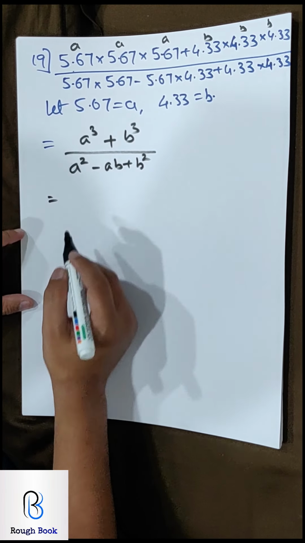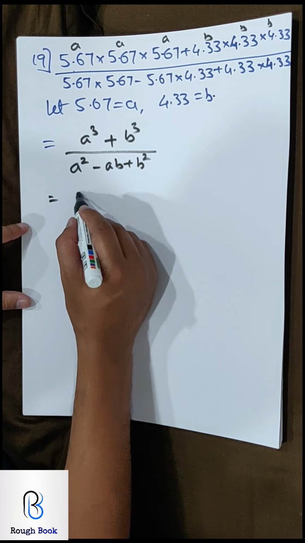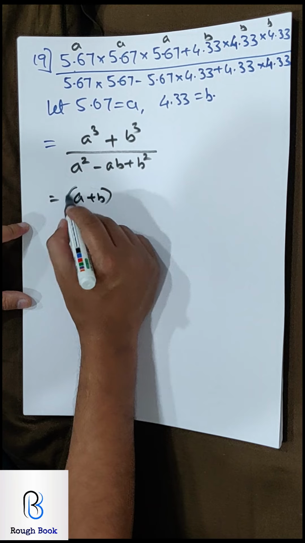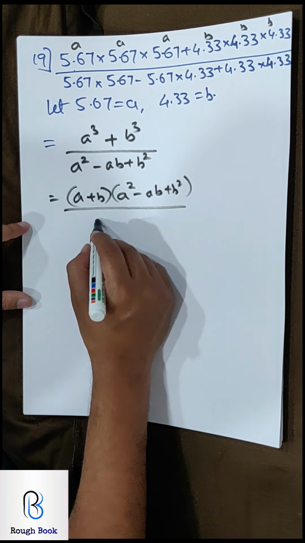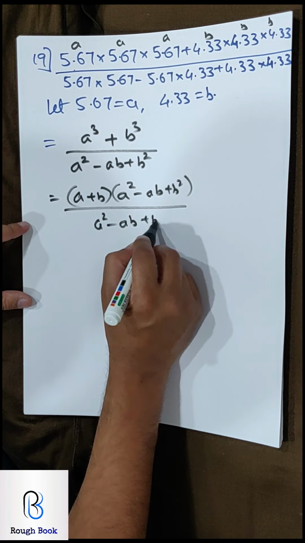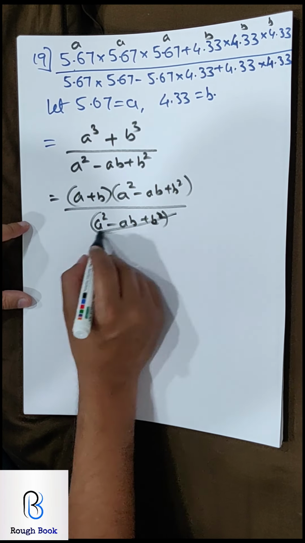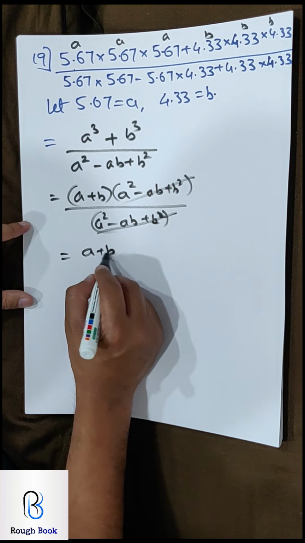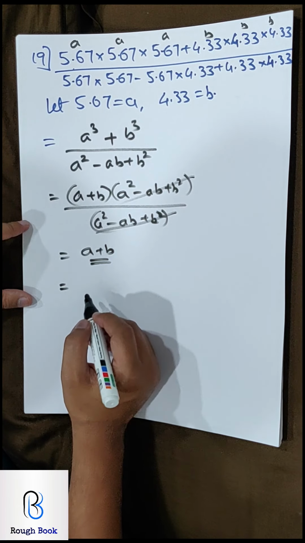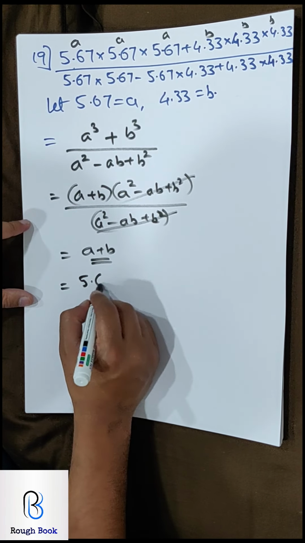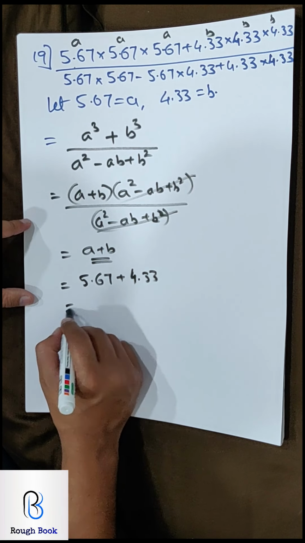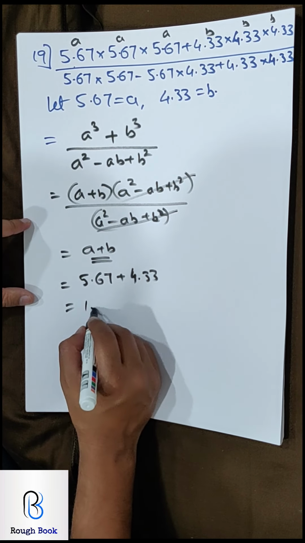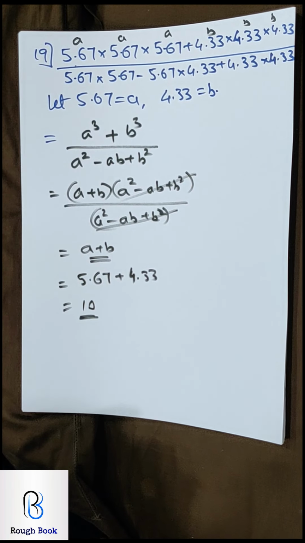So B square. Apply the formula A cube plus B cube as A plus B, A square minus AB plus B square, upon A square minus AB plus B square. So this gets cancelled straight away. What is left is A plus B. What is A? Now substitute 5.67. What is B? 4.33. So 5 plus 4, 9, 67 plus 33 will give me 1. So adding, I get my answer as 10.